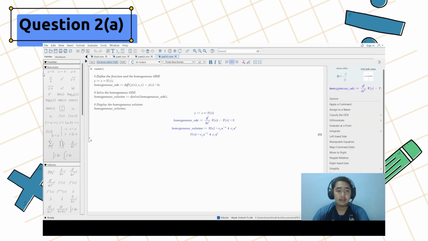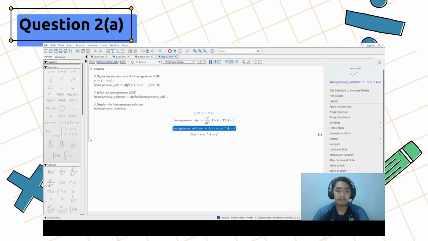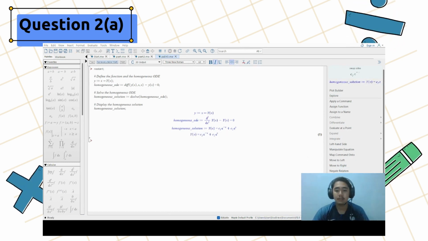And then simply solve the homogeneous ODE using this code. Homogeneous solution equals dsolve homogeneous ODE and then semicolon, and then you will get this one, and then display the homogeneous solution, and you will get this one. So that is all for 2A.